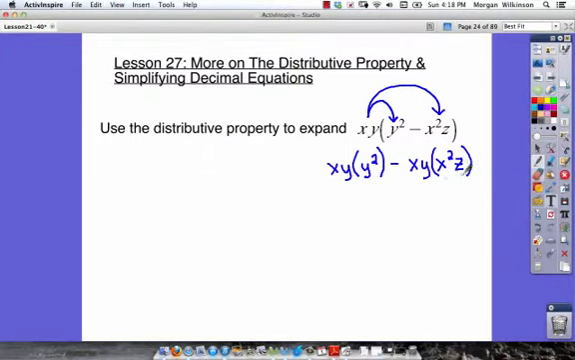Now we need to simplify. We have x, y times y squared. That must give us y to the third power. So x times y to the third power minus, well, we've got x times y times x to the second power. That must be x to the third power. X to the third power y z.